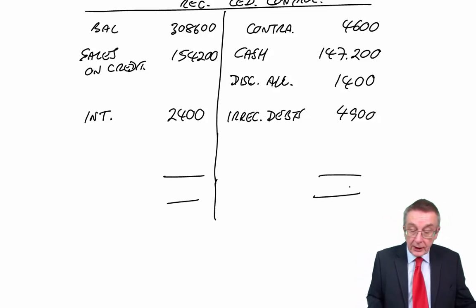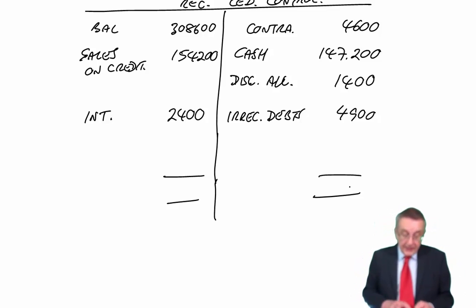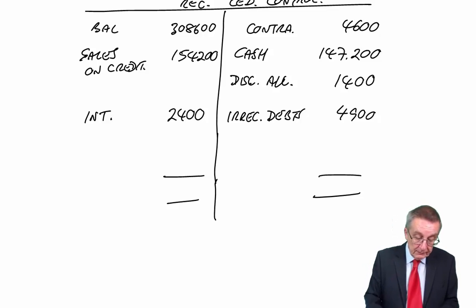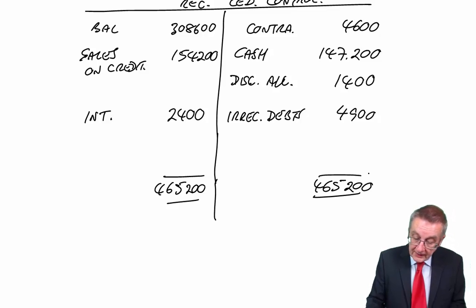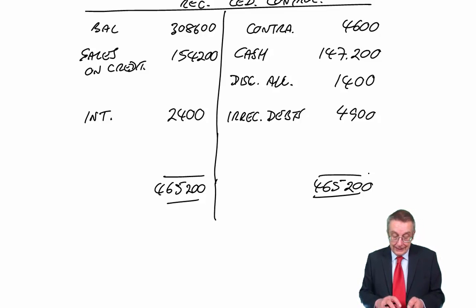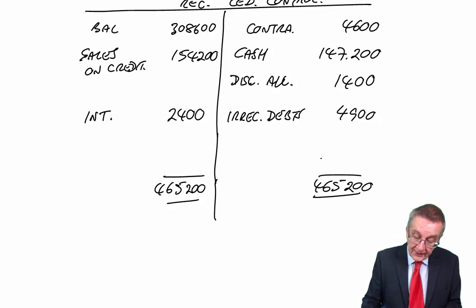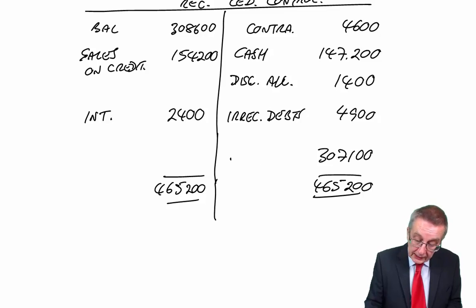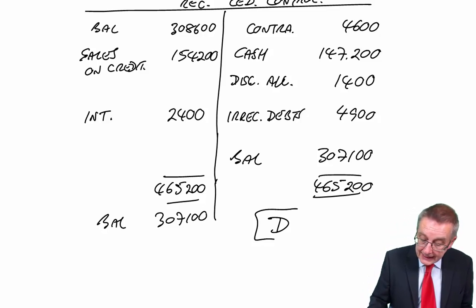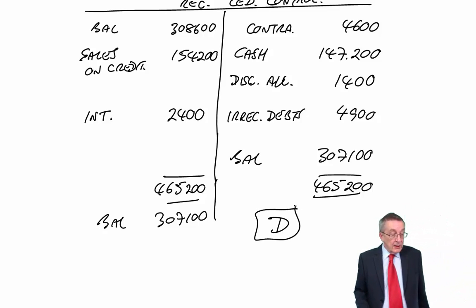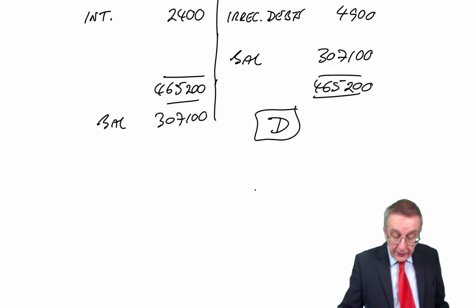And so let's work out what the correct balance should be. The debit side adds up to £465,200. The missing figure is £307,100. So there's the correct balance. The correct answer, therefore, is D. Which was at 3132.